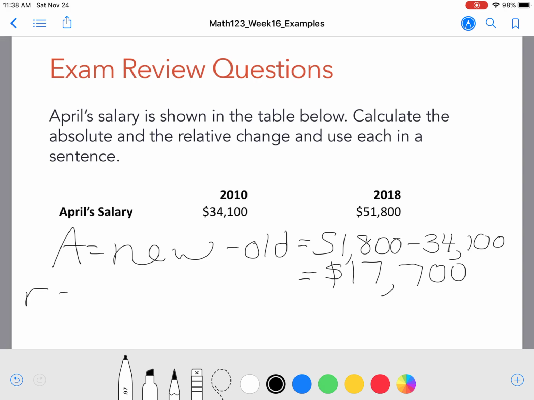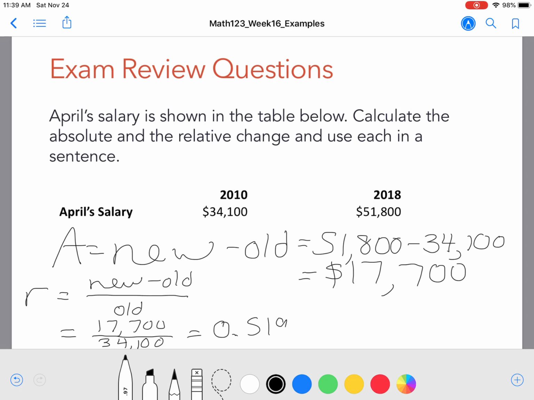And then for the relative change, we take new minus old, and then we divide by old. In our case, we already found new minus old. That was 17,700. And then we divide by our old, which is 34,100. We're going to get some kind of decimal answer that we can change into a percentage. Let's see, I get like 0.519. Depending on what it tells you to round to, you might want to just leave it at 0.52, but this I would change to maybe 52% or 51.9%.